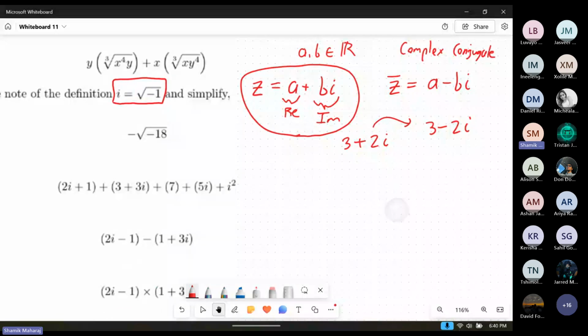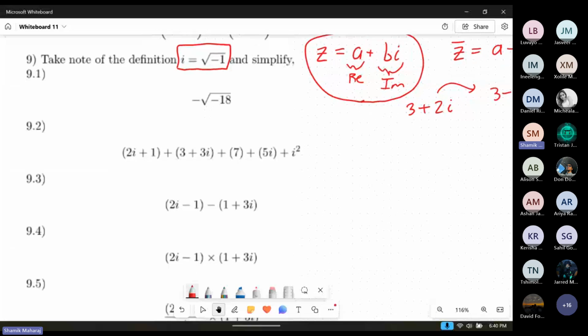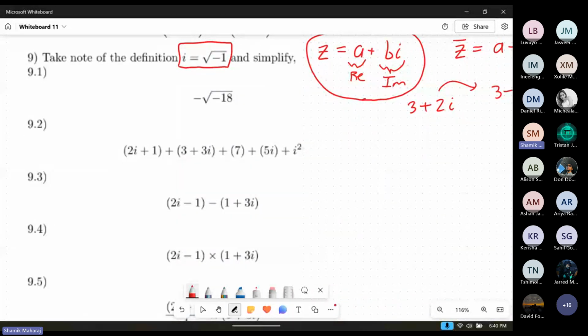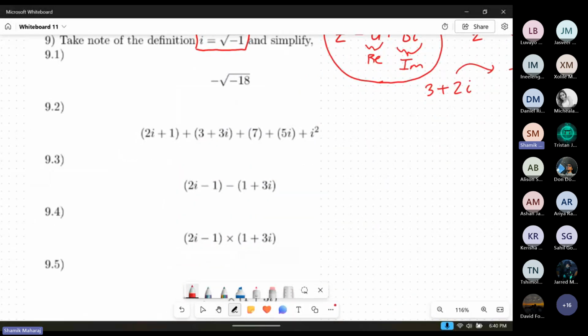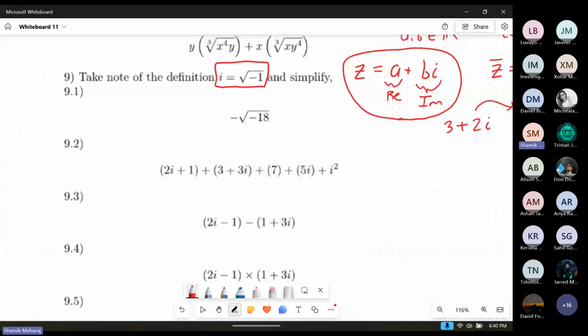Yeah, anyway, complex conjugate. And let's look at a few examples here. We need to learn how to add, subtract, multiply, and divide. So let's try and do at least one of each here. So question 9 is just to simplify these things. The first one is not really any of those. It's like a precursor to see if we know how to deal with these things.